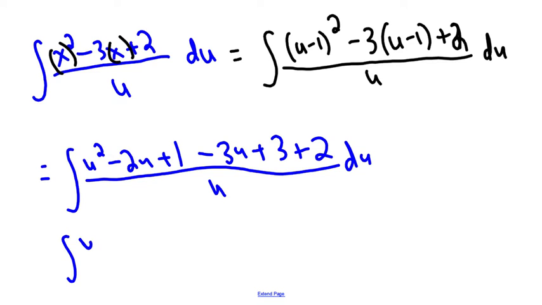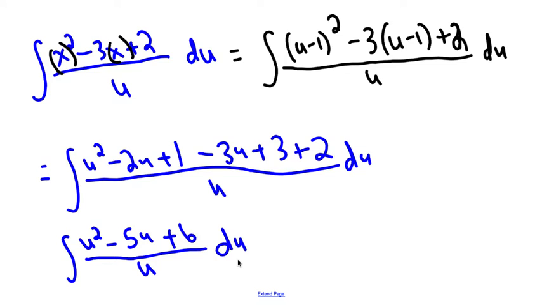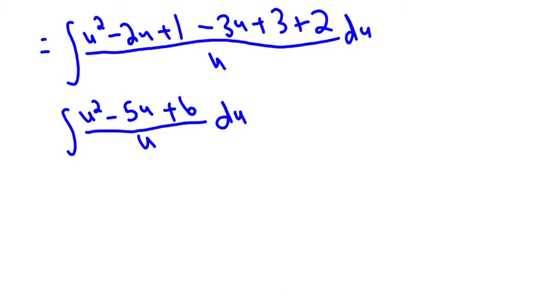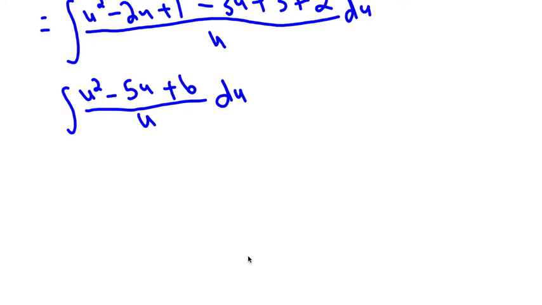Integral of u squared, I got a negative 2u and a negative 3u is a negative 5u. I got a 1 plus a 3 is a 4, plus 2 gives me 6. All of this is being divided by u, du. All right, let me get a few more pages here of work. So now we're going to do just like we did in that last problem and just separate these.